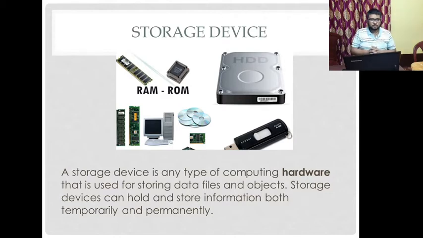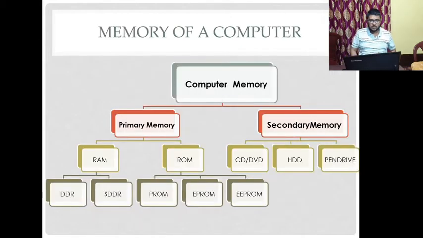See, the memory of the computer again can be divided into two parts: primary memory and the secondary memory. RAM and ROM are part of the primary memory. CD, DVD, pen drive, hard disk, many types of external devices that store data are part of the secondary memory.